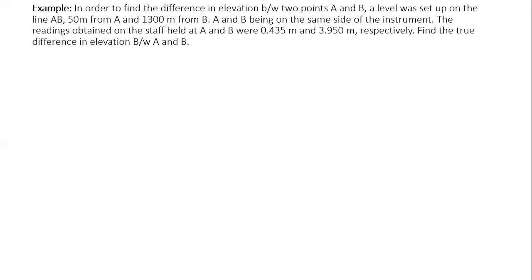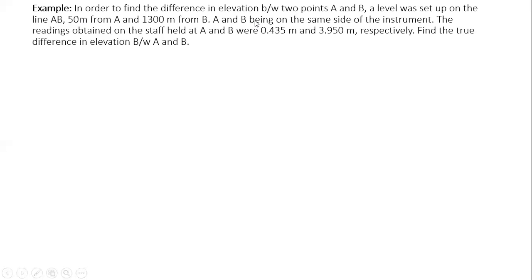So in this example we have to find out the difference in elevation between 2 points A and B. A level was set up on the line AB, 50 meter from A and 1300 meter from B, A and B being on the same side of the instrument. Now we are given a line AB, and we have to set our instrument which is 50 meter from A and 1300 meter from B. But the condition is that A and B are on the same side of the instrument.